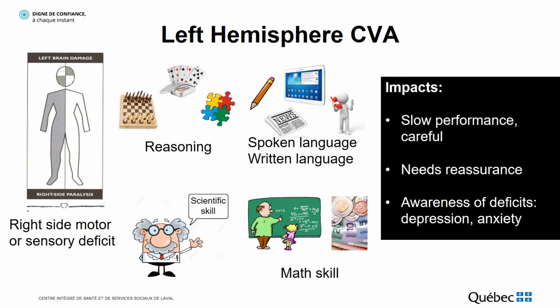When we have a stroke on the left side of the brain, you can have a weakening or paralysis on the right side of the body. You will have speech and language issues. You can be very slow, very cautious in your behavior. You will have difficulty organizing tasks. You can have facial weakness or problems with swallowing and memory loss.